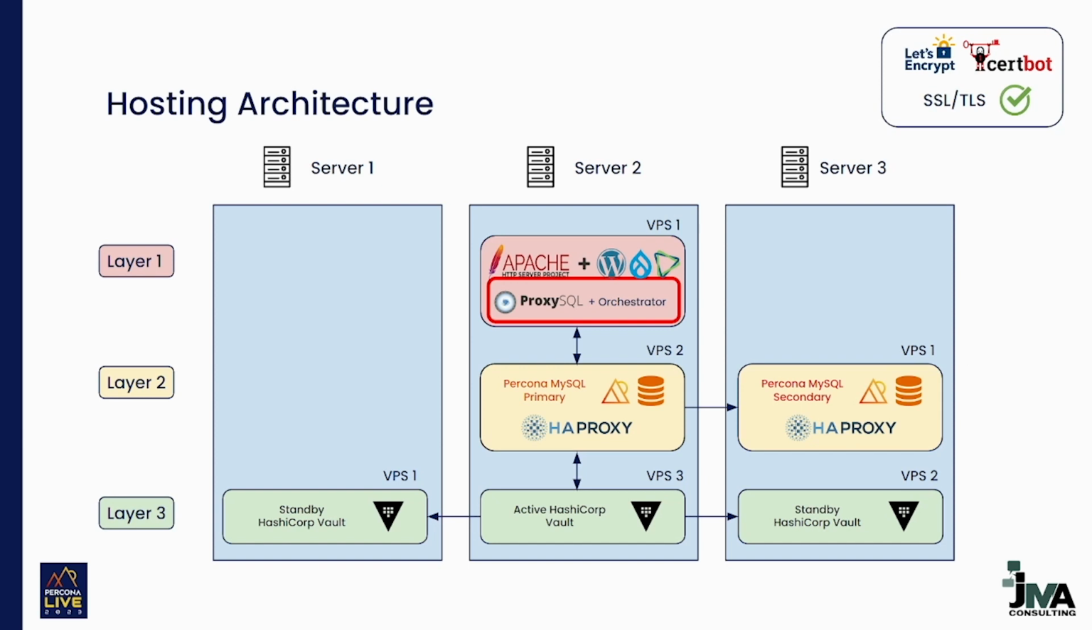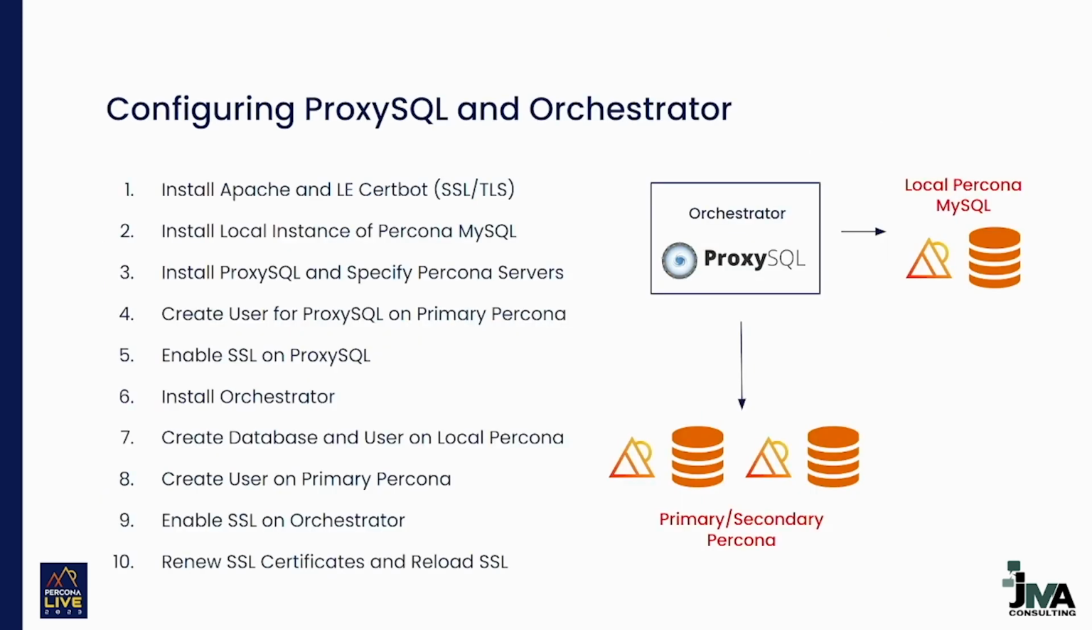Okay, we move on to our final components, which are ProxySQL and Orchestrator. Once again, install Apache, Let's Encrypt, and Certbot. You'll then need to install a local instance of Percona MySQL on the server, since Orchestrator needs a backend to operate. And then we proceed to install ProxySQL and specify the primary and secondary Percona servers.